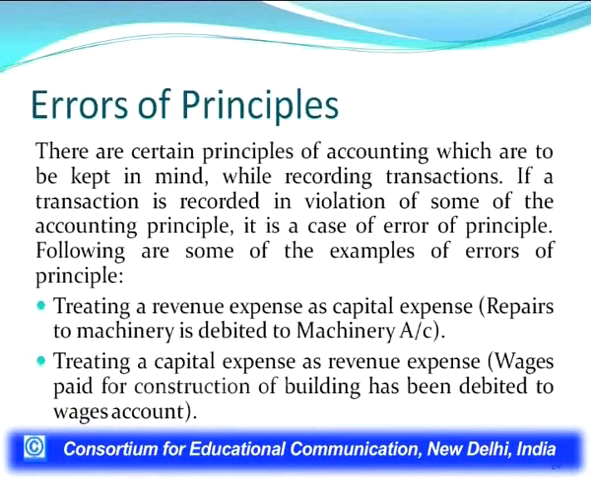Then reverse, a capital expense has been treated as revenue expense. For example, a firm has paid wages on the construction of its building and it has been debited to wages account. When we shall prepare the final account, we will see the wages account is shown on the debit side of trading account, because wages are considered as the expense for manufacturing goods. While in this case, the wages are paid for construction of the building. So, they are not related to the goods. Construction of building is a capital nature expenditure, and such expenditure should be debited to building account. So, this is an error, capital expense has been debited to wages account. So, errors of principles are most common: revenue expense wrongly treated as capital expense, or capital expense wrongly treated as revenue expense, vice versa.